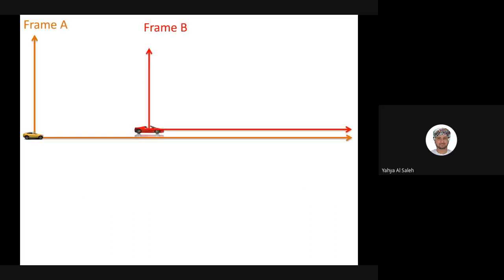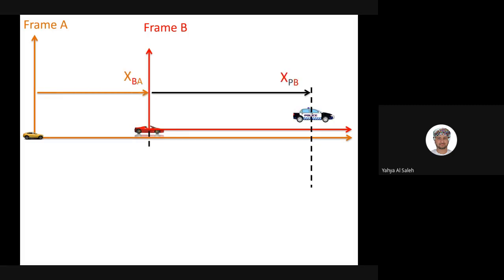Let's look at it this way. We have two cars, okay? Each one of them has their own axes. Car yellow is frame A, car red is frame B. Now, let's do an even more complicated problem. Okay, we have a police car.